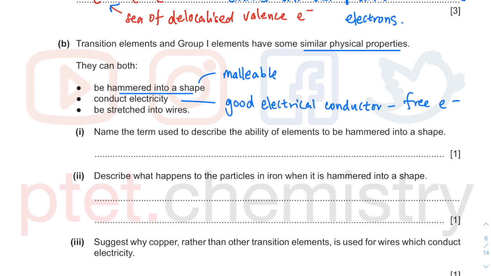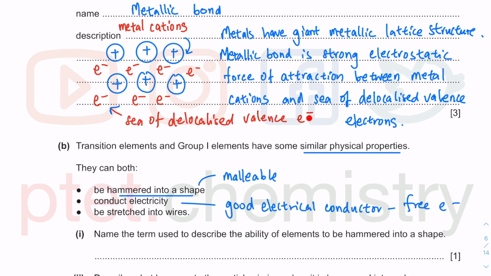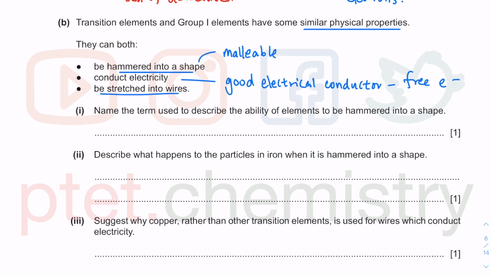So you have the free sea of delocalized valence electrons in any giant metallic structure. They are free to move, not the cations, but the electrons are always free to move, even in the solid state. They can be stretched into wires. This is to do with ductile, and this is the very reason why copper, having very high ductility, is very often used as copper wires in all our electrical appliances.